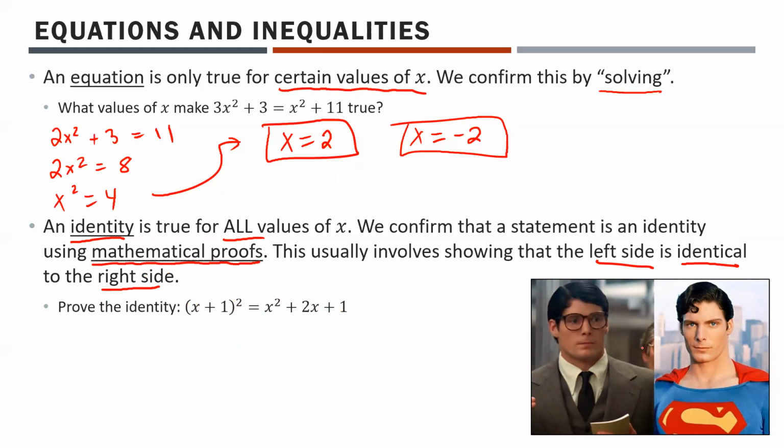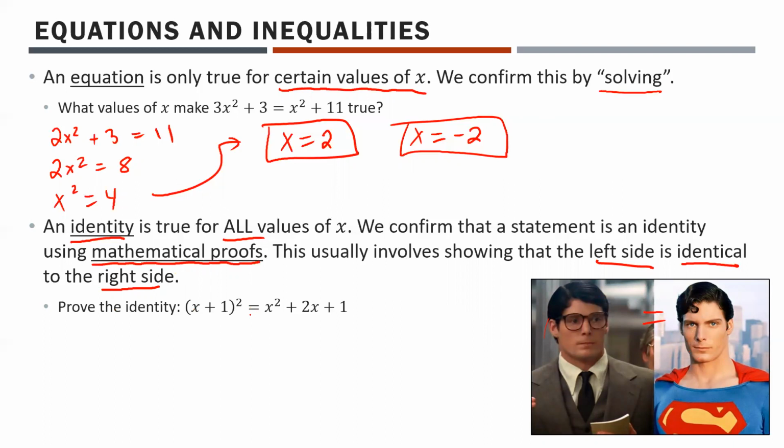So again, it's kind of like Clark Kent and Superman. They are different identities. Here's a real example, right? They're different identities, but in order to prove that, you'd have to show that this side is the same thing as this side without actually making a cross the equal sign assumption, right?